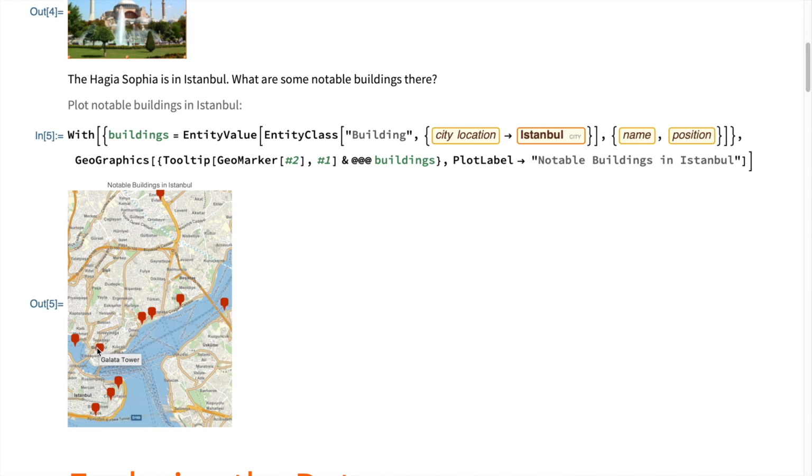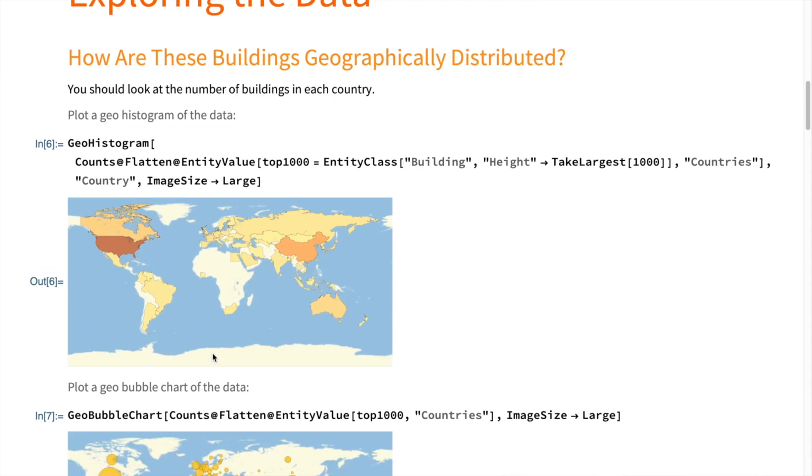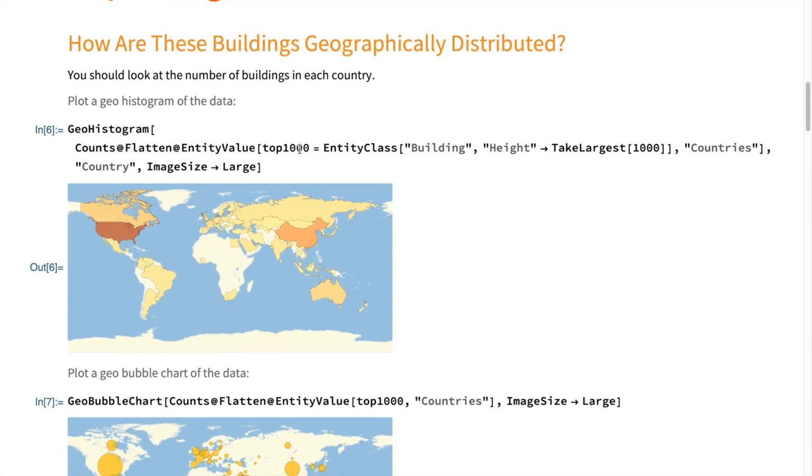Now let's explore the data. How are these buildings geographically distributed? We can plot a GeoHistogram to find out. Let's look at this code from the inside out.